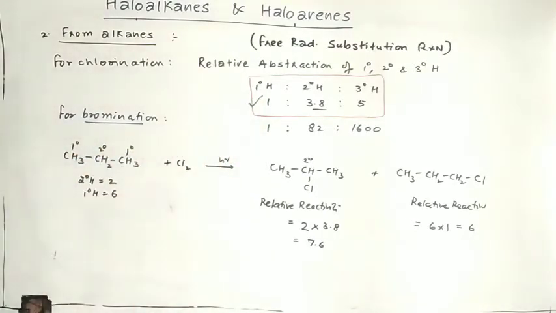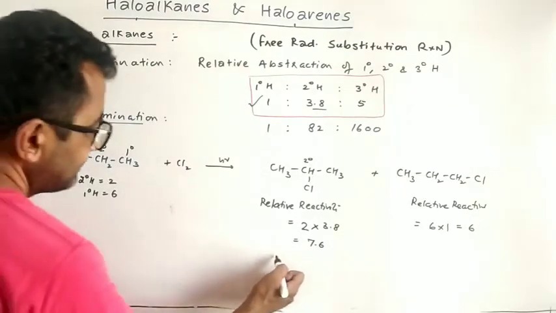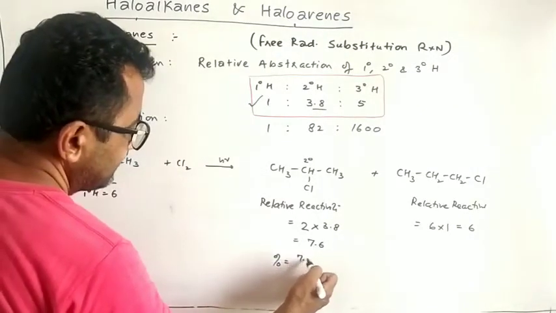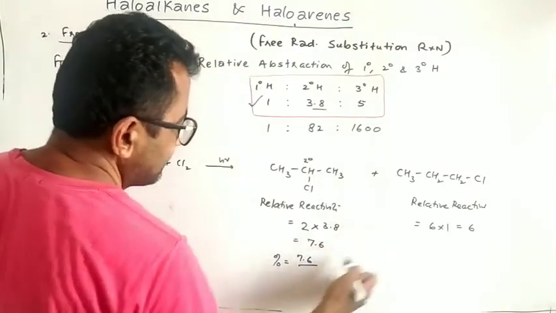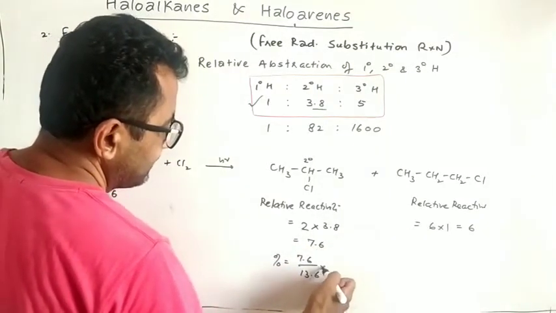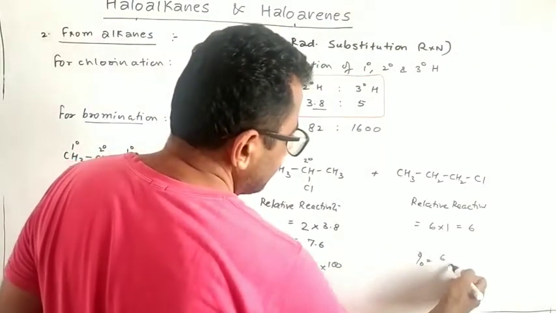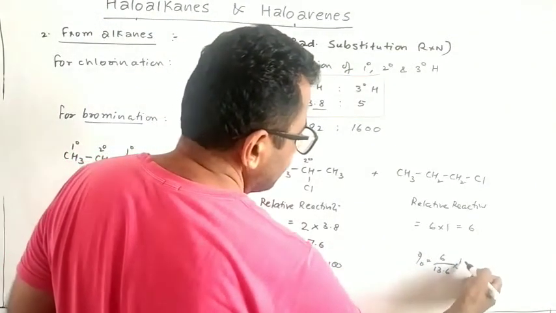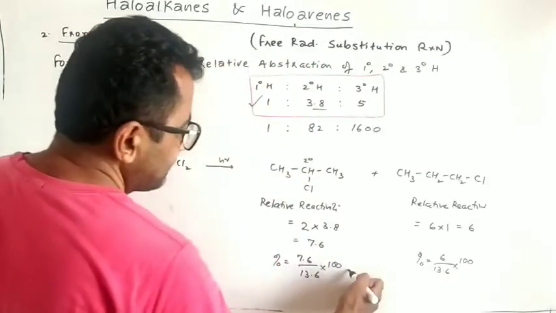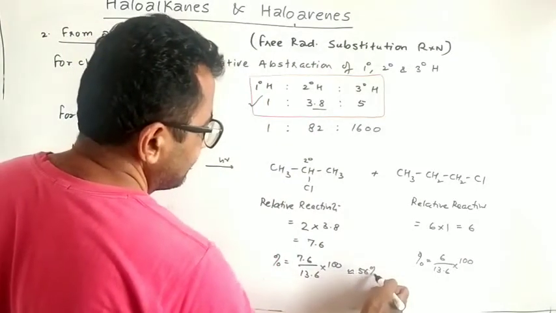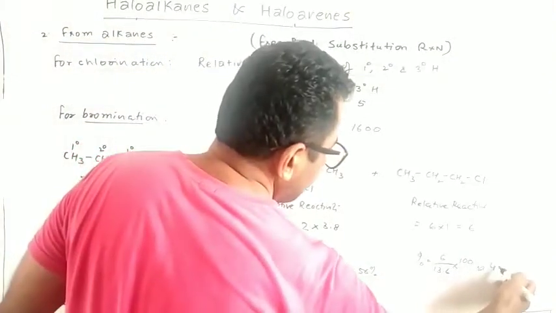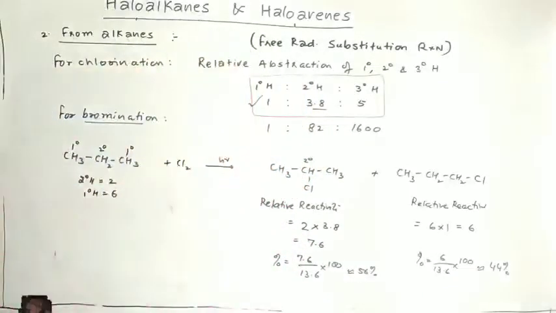अब परसेंटेज, इसकी परसेंटेज निकलेगी 7.6. नीचे इसका और इसका सम 13.6 into 100. इसकी परसेंटेज निकलेगी 6 डिवाइड बाय 13.6 into 100. तो ये अप्रोक्सीमेटली 56% हो जाएगा. ये अप्रोक्सीमेटली 44% हो जाएगा. So in this way you can calculate the relative percentage of two isomers which are formed.